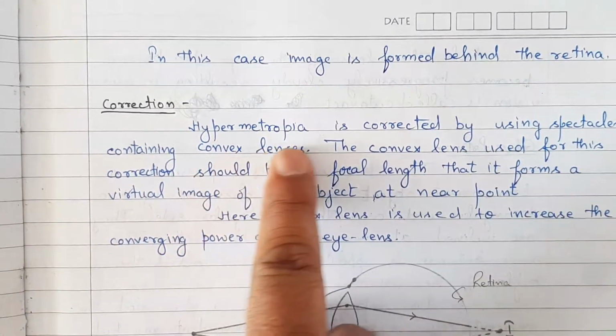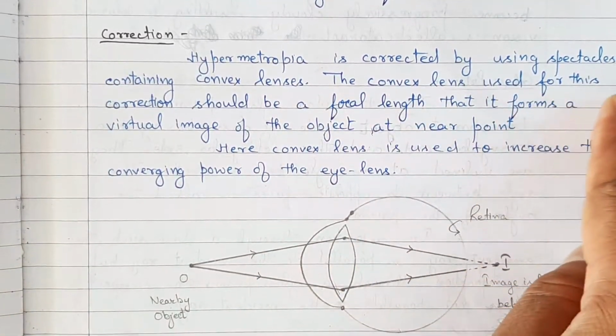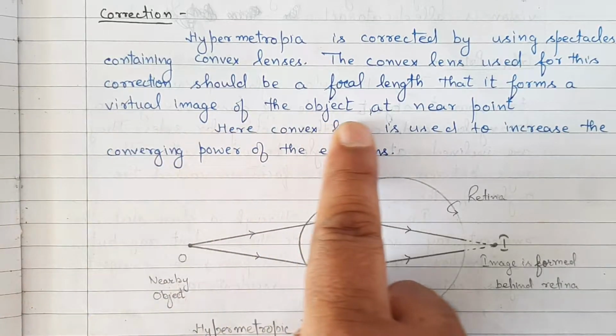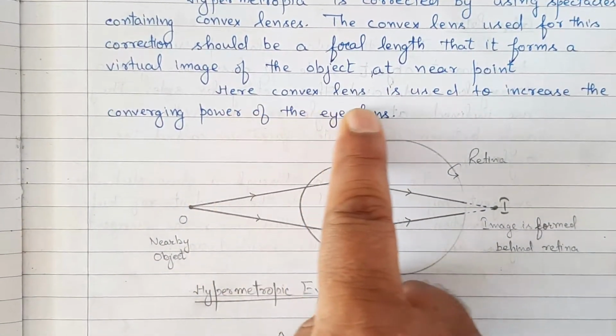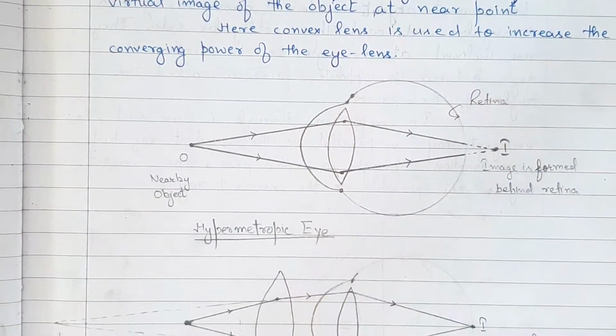Correction. Hypermetropia is corrected by using spectacles containing a convex lens. The convex lens used for this correction should have a focal length that forms a virtual image of the object at the near point. Here, a convex lens is used to increase the converging power of the eye lens, as shown in the figure.